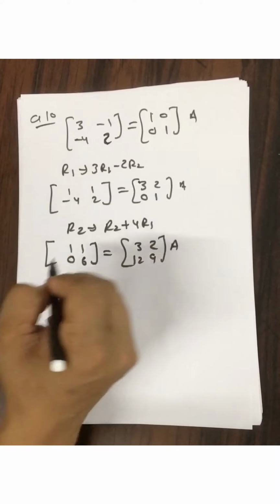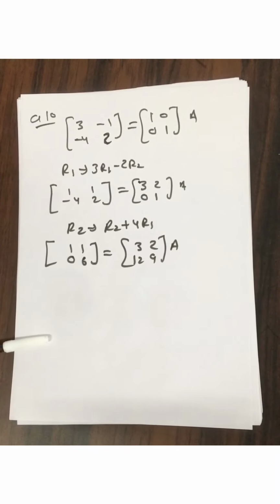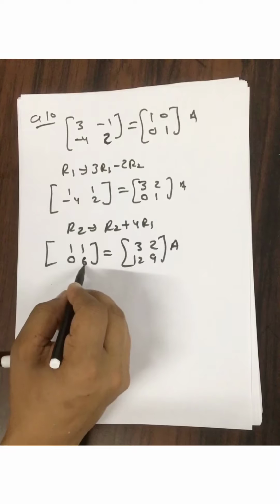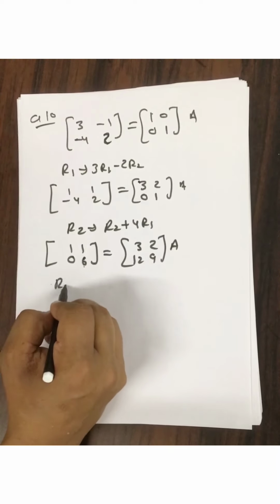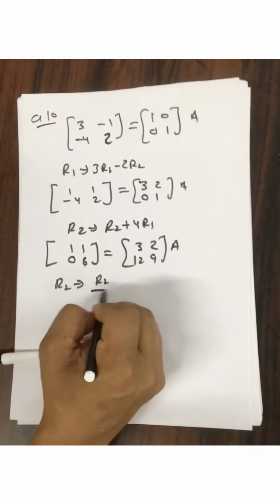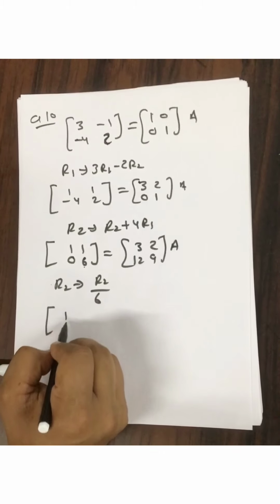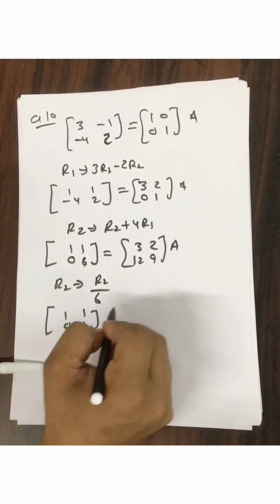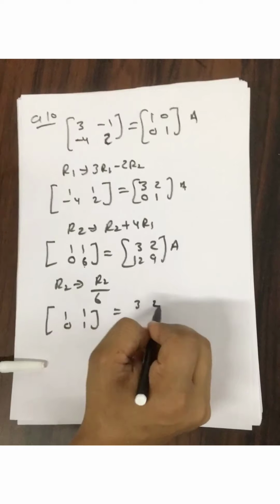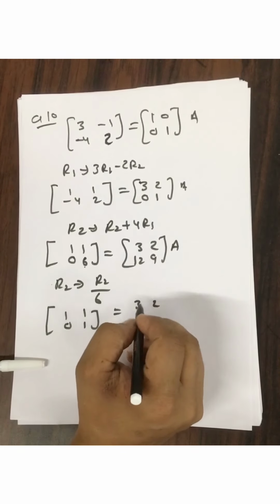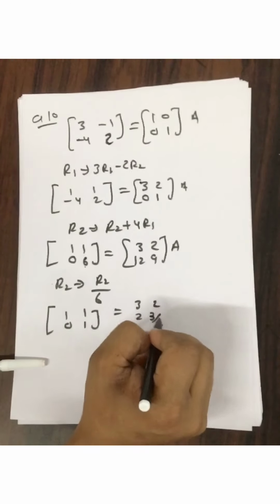You can check these answers, though there is nothing to check in this. And now we have to get rid of 6. So divide by 6. R2 divided by 6. How much will this come? 1 0 1 1, 3 2 and this will be 2 and this will be 3 by 2. Okay.